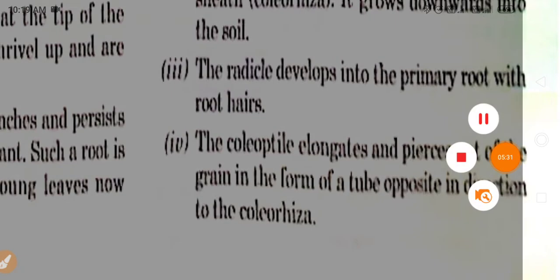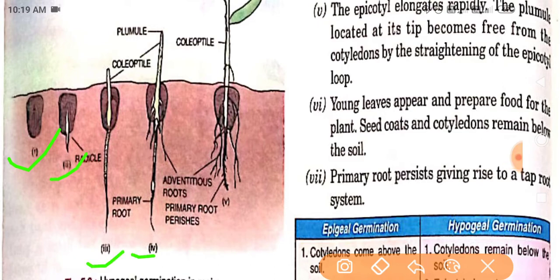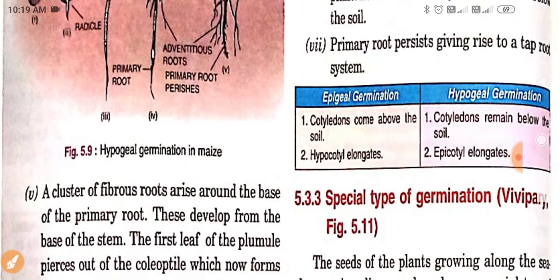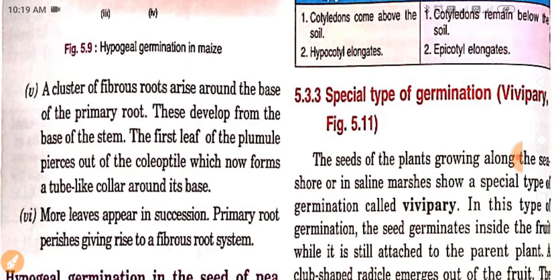The coleoptile elongates and pierces out of the grain in the form of a tube, opposite in direction to the coleorhiza. So you can see the figure also, with the stages mentioned as first, second, third, fourth, and last, fifth. In the fifth condition, a cluster of fibrous roots arise around the base of the primary root. They develop from the base of the stem.